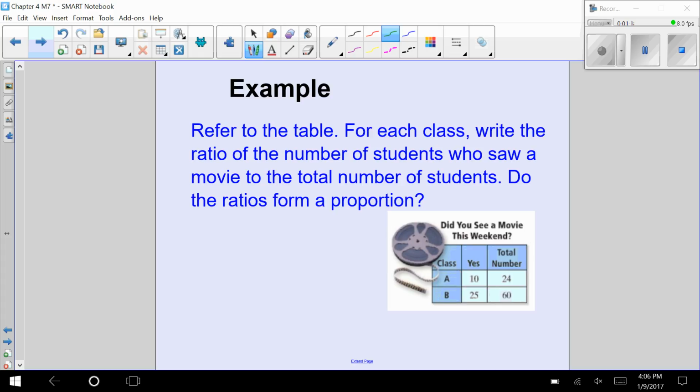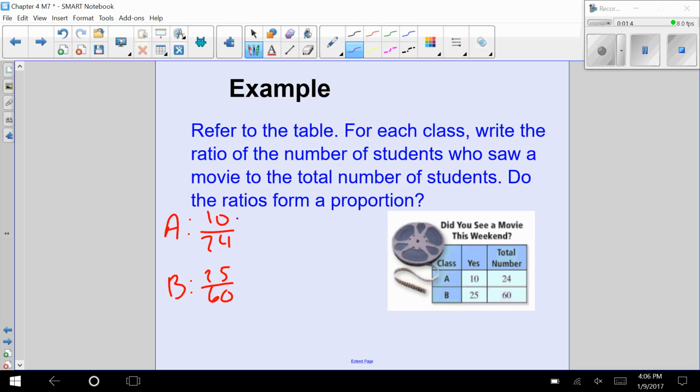Let's look at this table. For each class, write a ratio of the number of students who saw a movie to the total number of students. Do the ratios form a proportion? So for class A, we have 10 that saw the movie over 24 total. For class B, we have 25 that saw a movie over 60 total. Now we want to know if those ratios form a proportion.